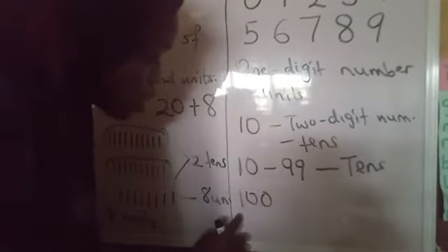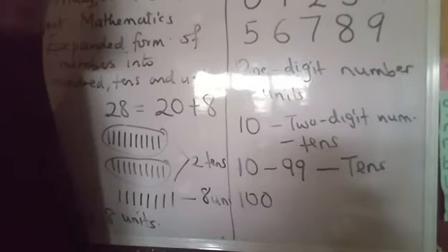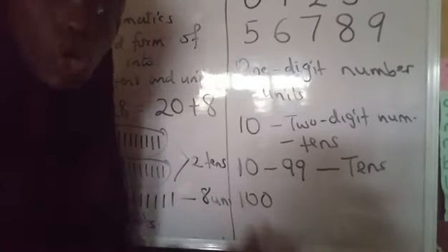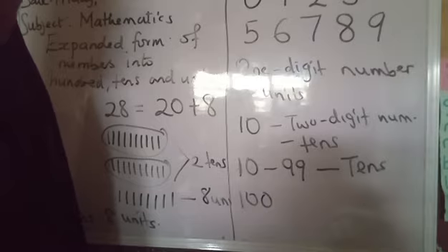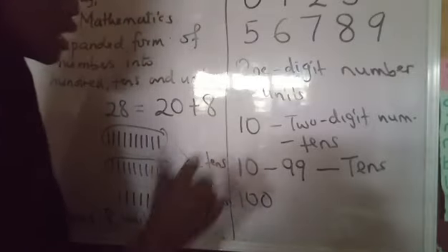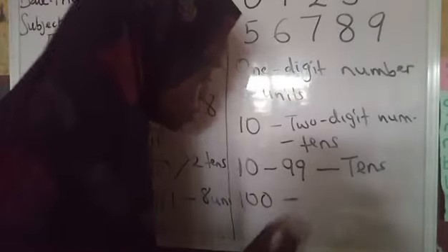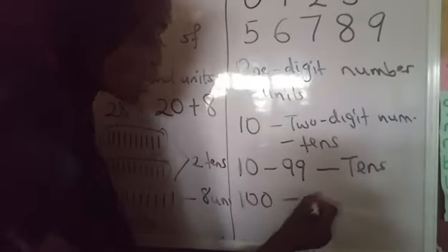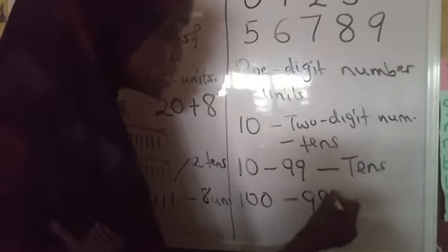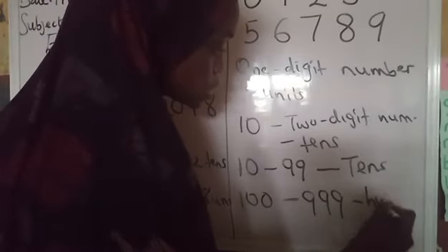100. 1, 0, 0. 3-digit number. And every 3-digit number begins from 100 to 999. This is a group of hundreds.